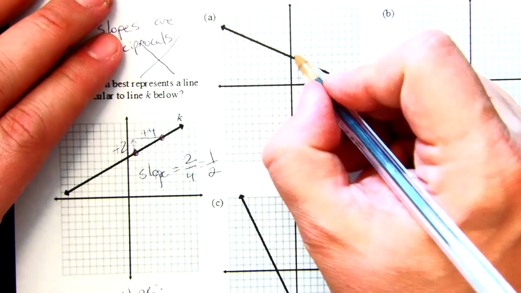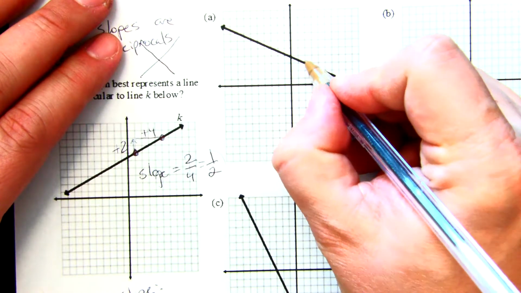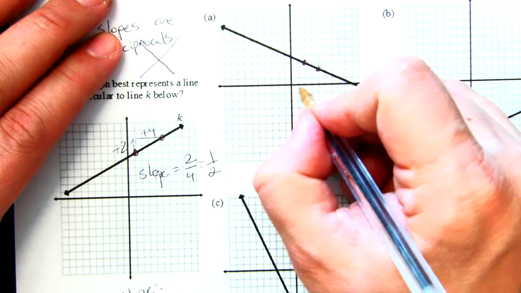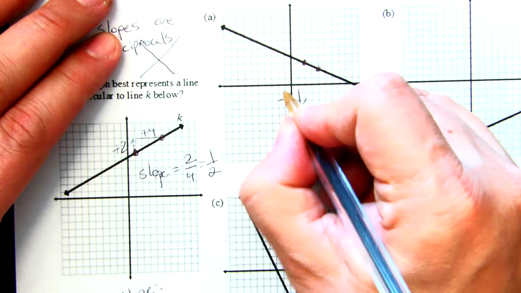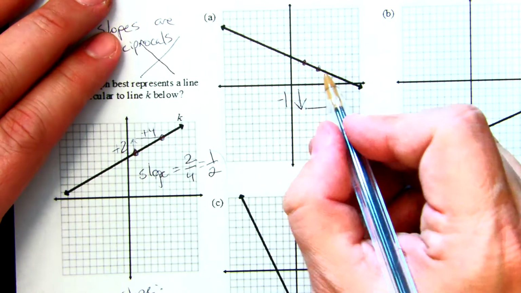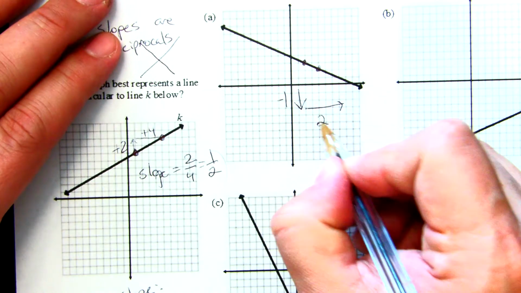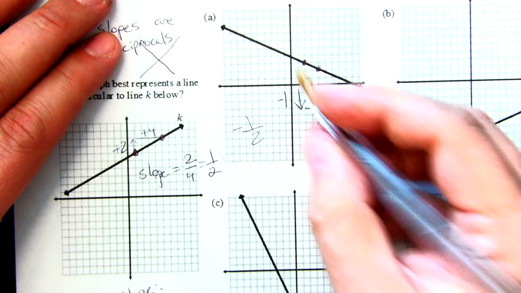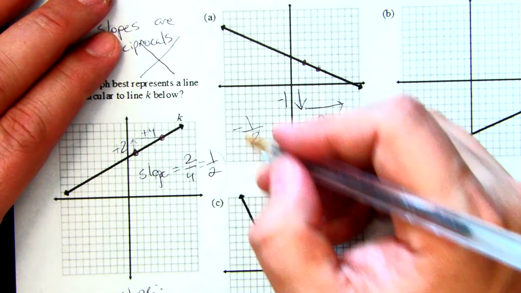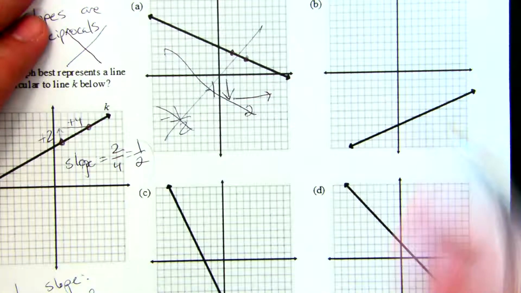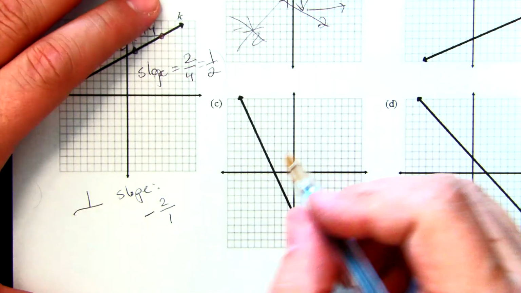Start with A. Okay, here's a point, and here's a point. So what am I doing? I'm going down 1, and then over 2 in the positive direction. I'm making this big so you can see a little bit better. So what's my slope? Negative 1 over 2. That's not what I want. I want negative 2 over 1. So it's not this one. B, I can kind of rule out B. I'm not going to waste time with that.